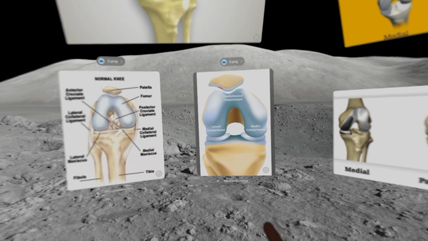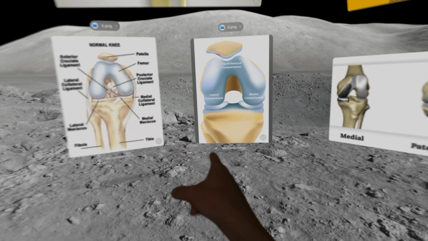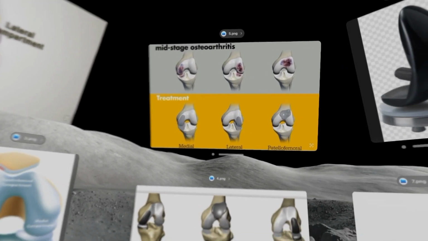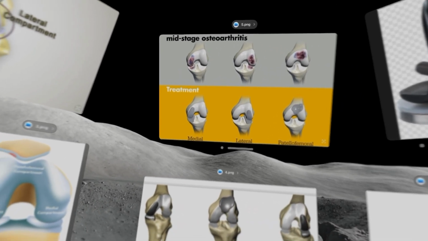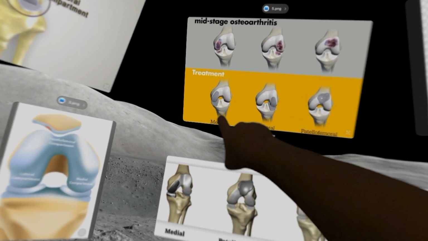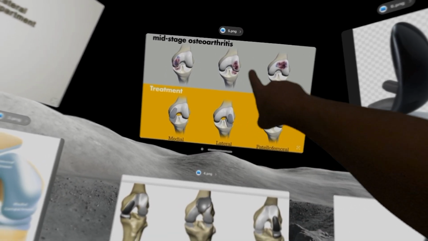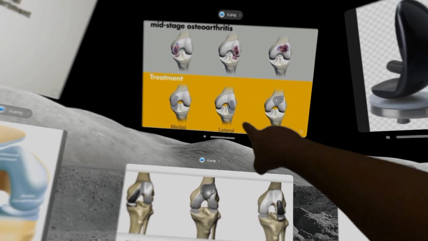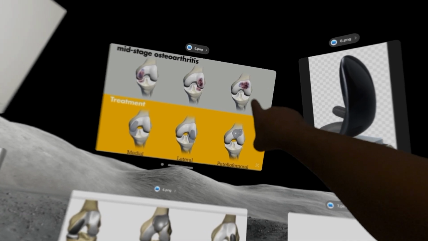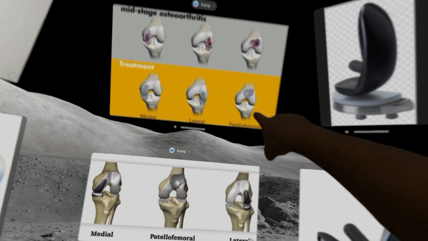This is another image just really highlighting these different compartments. The lateral compartment on the outside, same side as your fibula. The medial compartment on the inside, and the patellofemoral compartment. So there are different treatments for different forms of arthritis. If we have arthritis isolated only in the medial compartment, we can do a medial partial knee replacement. If we have arthritis located only in the outside of the knee, we can do a lateral partial knee replacement. And if we have arthritis located only in the trochlea or along the patella, we can do a patellofemoral replacement.